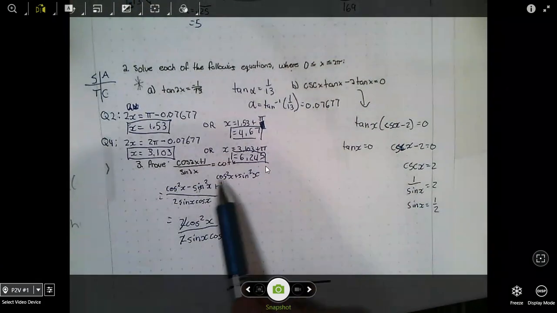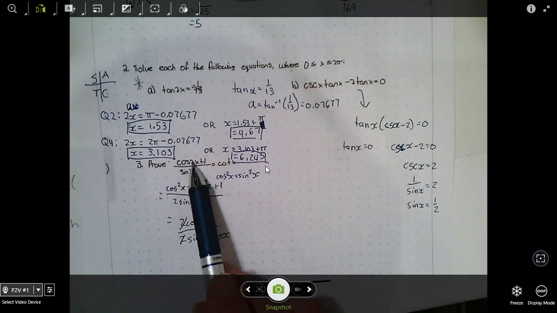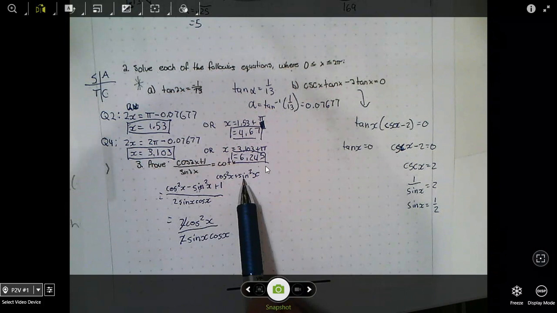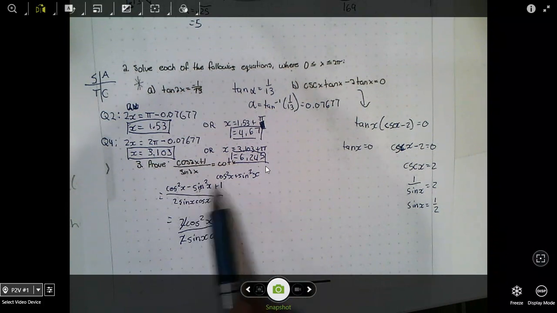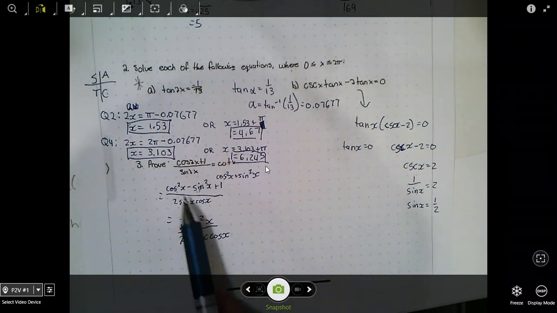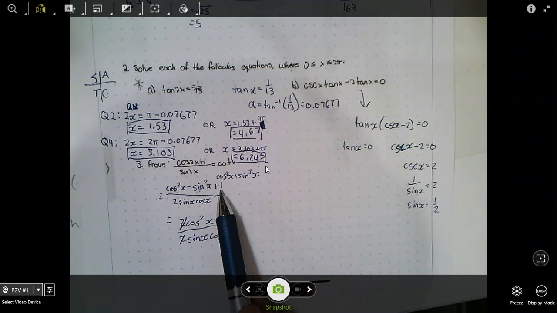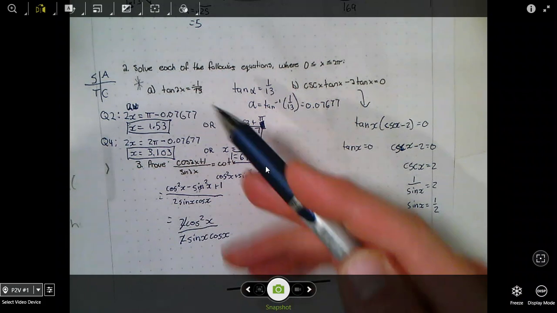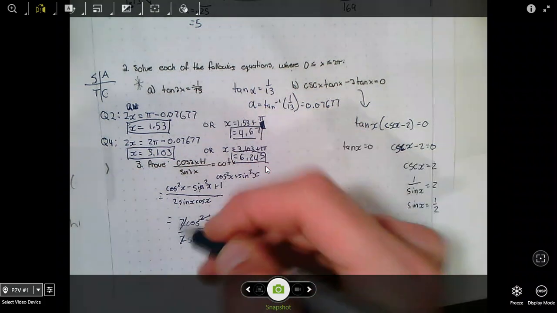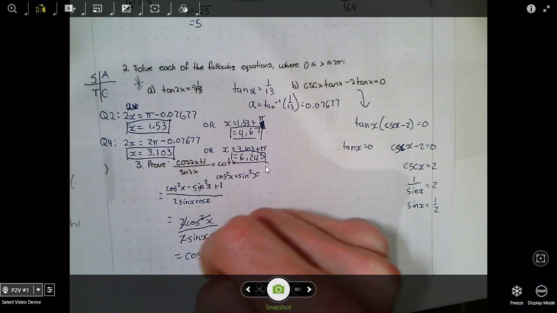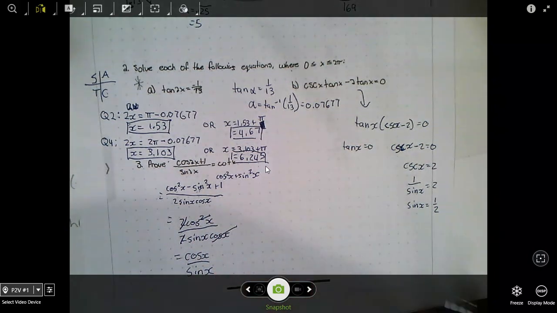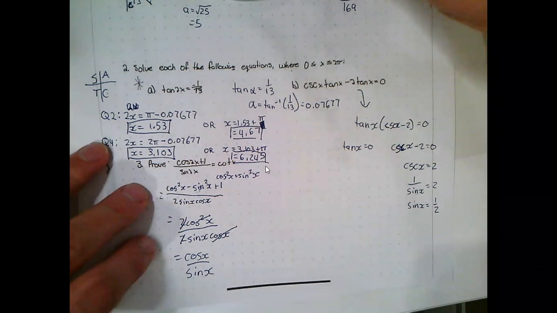So, I replaced cos 2x with cos squared minus sine squared, the 1 with cos squared plus sine squared, and then the sines cancel each other out, leaving cos squared plus cos squared. So it's 2 cos squared. The 2's cancel out. Fantastic. One of the coses cancels out, leaving me with cos x over sine x, which is in fact equal to the cotangent of x. Hooray! So that's an identity done.